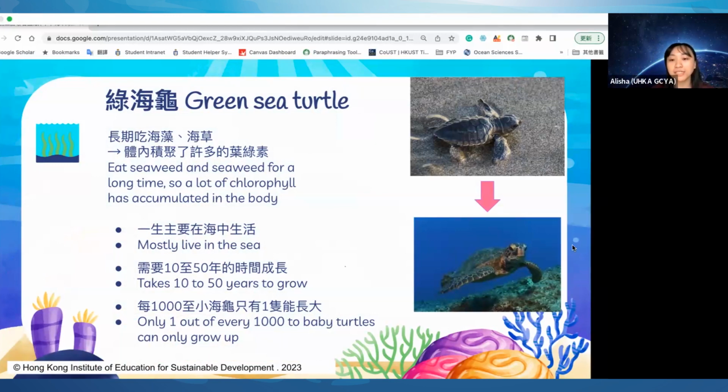Most of the time, the green turtles live in the sea, and they take 10 to 50 years to grow up. Also, the green turtle has a very hard time surviving. Out of 1,000 green turtles, only one can grow up to be an adult.